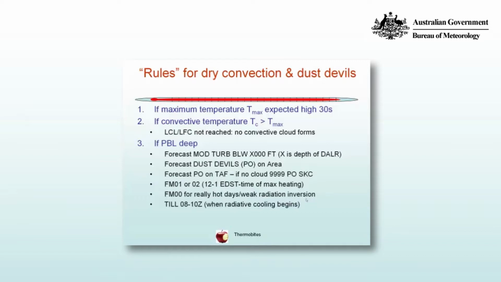9099 indicates 10 kilometres visibility, PO, and then SKC means sky clear. This will occur from about 01 to 02, which is 12 to 1 Eastern Daylight Savings Time, which is the time of about maximum heating of the surface. Not the time of maximum temperature, but the time of maximum heating. And for really hot days or weak radiation inversion, you can even begin at 11 AM, 00 UTC for Daylight Savings Time. And the till is anywhere between 8 and 10 Z when radiative cooling begins.